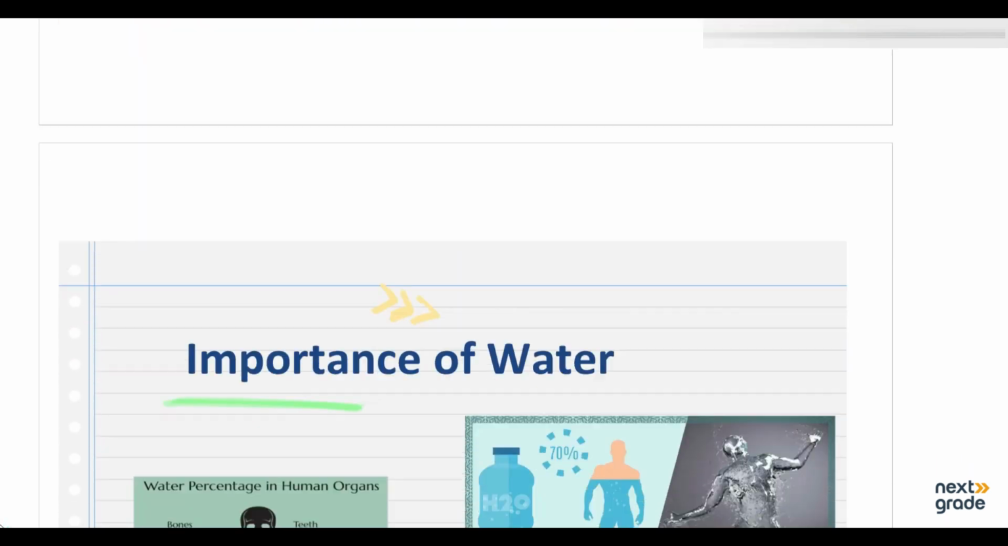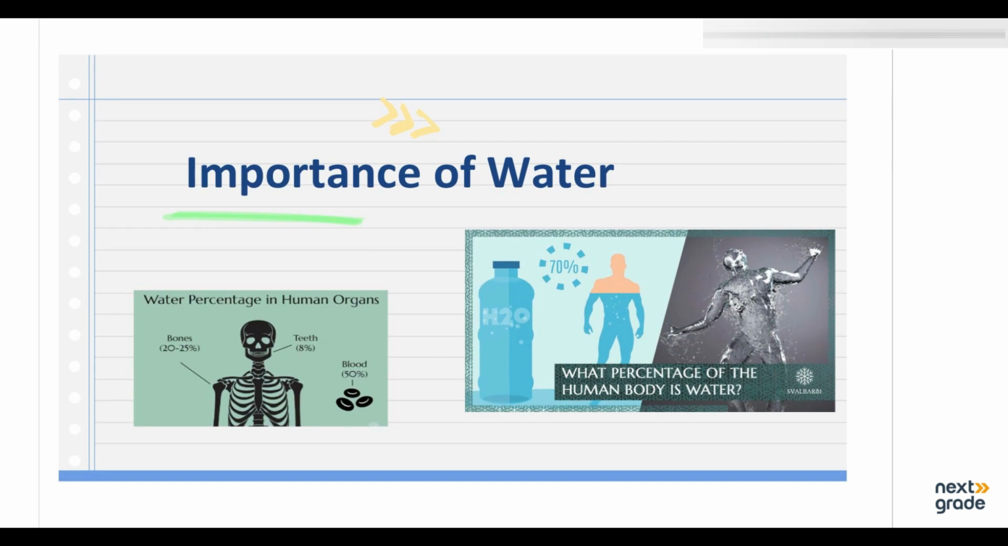So let's start. Importance of water, like why water is important. As we all know, water constitutes about 70% of the human body. A major portion of the human body is composed of water, and about 3/4th of the earth consists of water, right? So that's why it's important. Water is the medium of life. It's the most abundant compound in all organisms.